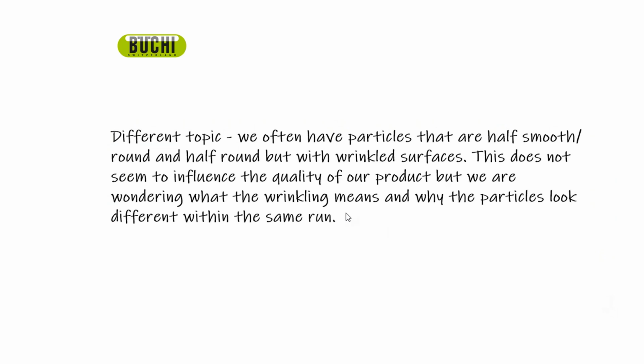We often have particles that are half smooth, round, half round but with a wrinkled surface. It does not seem to influence the quality of the product, but we are wondering what the wrinkling means and why particles look different within the same run. Probably has to do with the excipient that you're using, or even the active ingredient. Different excipients perform different ways. I would say maybe a little bit of surfactant might help with droplet formation and then overall morphology, and maybe decreasing your percent solids, perhaps, without having greater detail here.